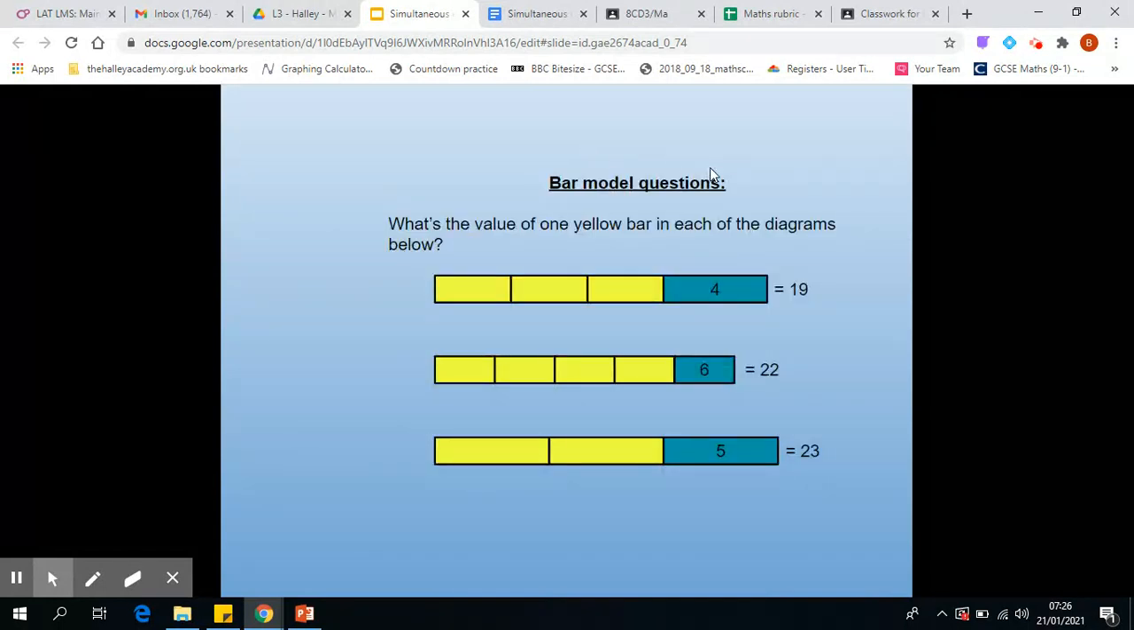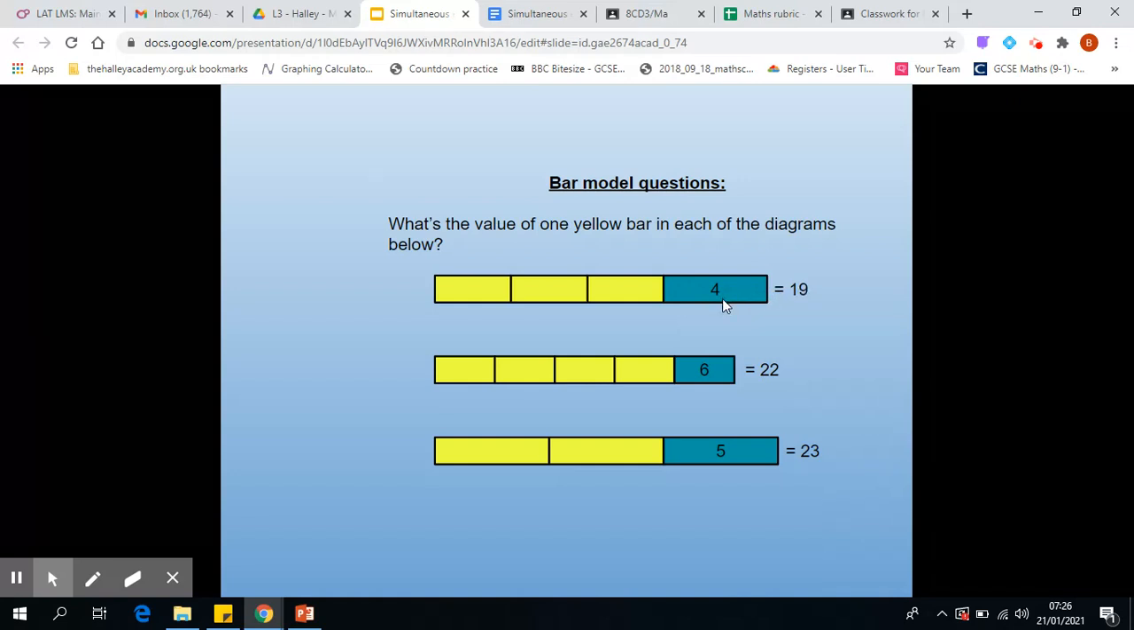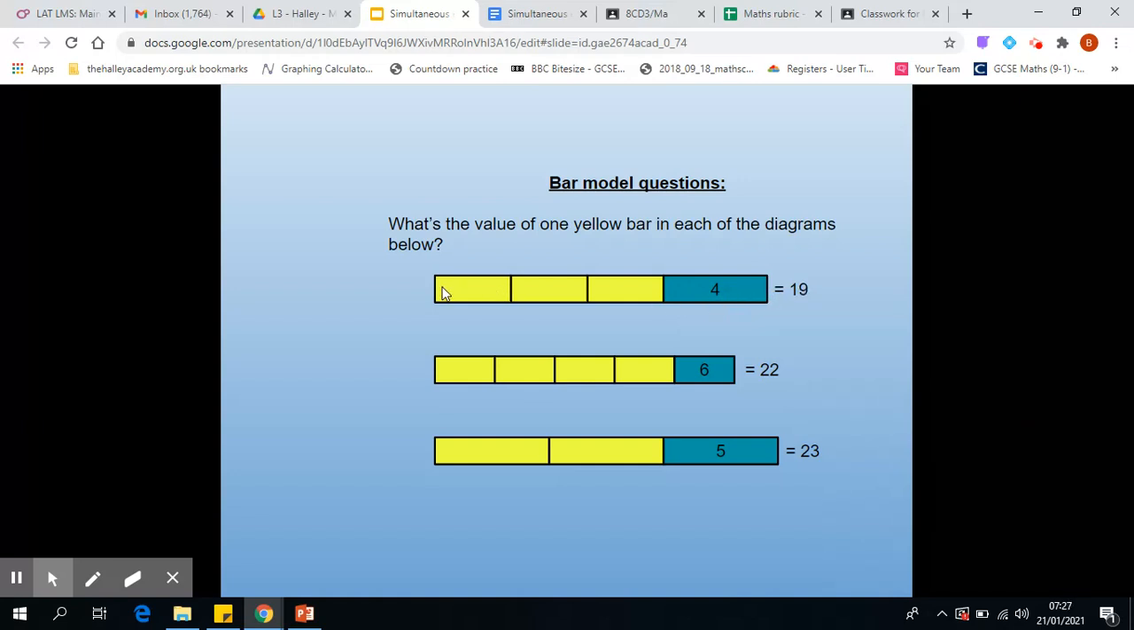Now, a quick bar model question before we start with simultaneous equations. What's the value of one yellow bar in each of the diagrams? As you can see, the value of the blue bar is 4. So 19 take away 4 will give us 15. 15, as the yellow bars are exactly the same in value. 15 divided by 3 would give us 5 each.